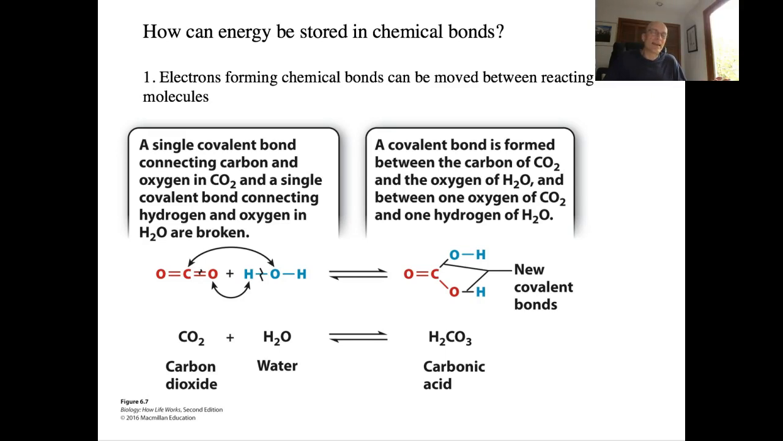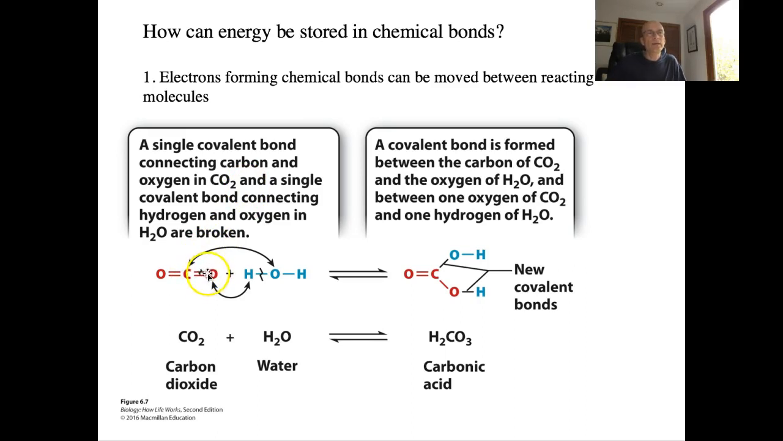Okay, so how can energy be stored in chemical bonds, right? I've said that a few times now. Let's spend a little bit of time trying to figure out how energy can be in a bond. So I broke this down into three different aspects of this statement of energy being stored in chemical bonds. So I say here, electrons forming chemical bonds can be moved between reacting molecules. So they can be moved around because they can change their allegiance, if you will.